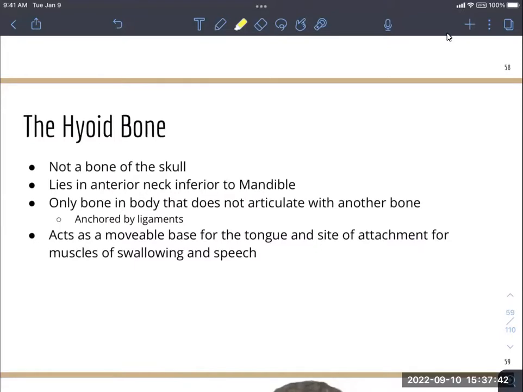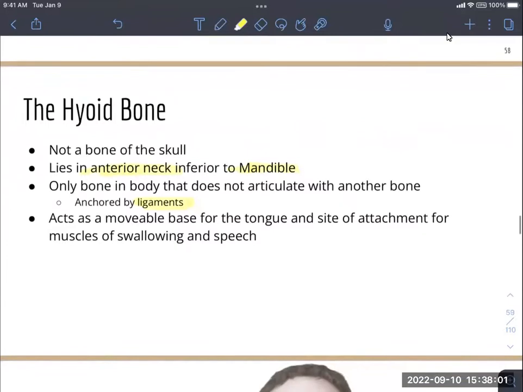Your hyoid bone in your neck. It's kind of anterior to your neck, but it's below the mandible. As I just said, it doesn't articulate with any other bones of the body. It's only held in place with ligaments. It's a movable base for the tongue. We also have many muscles that attach to that hyoid bone. It allows us to swallow. It allows us to talk. It has many jobs.